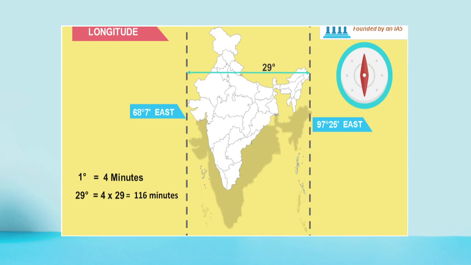India extends from 68 degrees 7 minutes east to 97 degrees 25 minutes east. Again, we are writing east for both the locations. Why? Yes, because we are in the eastern hemisphere. So now children, is it clear that India is located in the northern hemisphere and the eastern hemisphere? The grids forming these latitudes and longitudes give us the exact location of India.